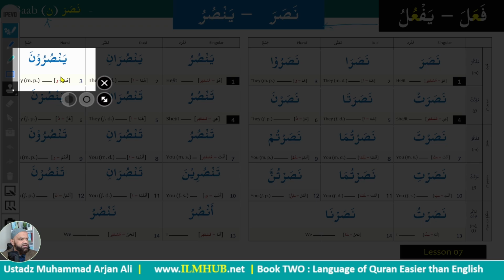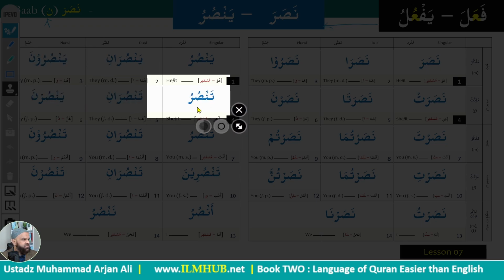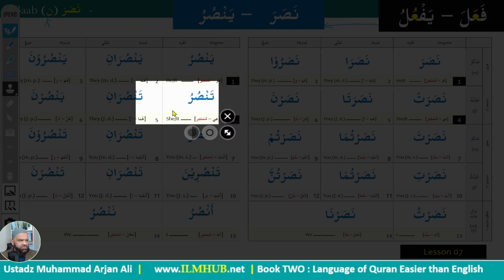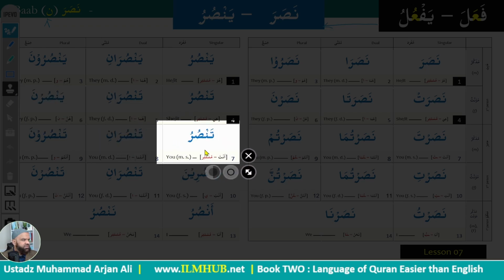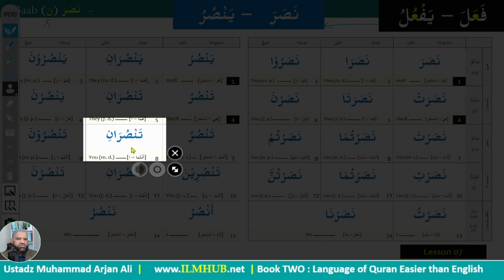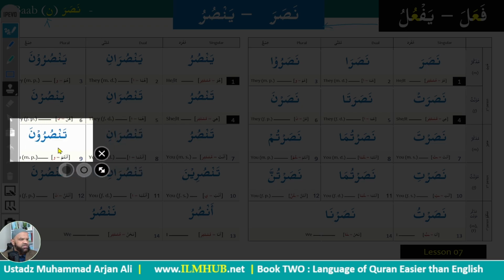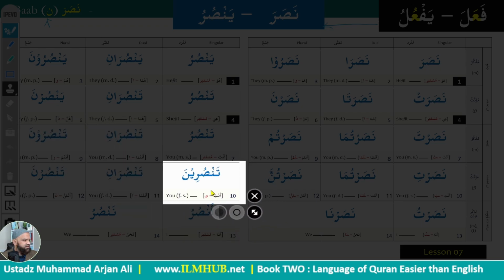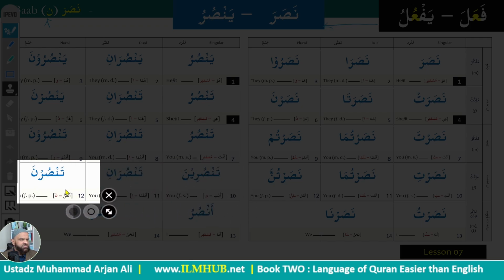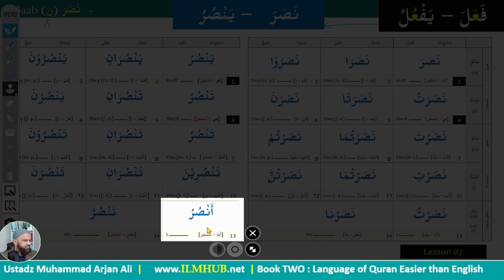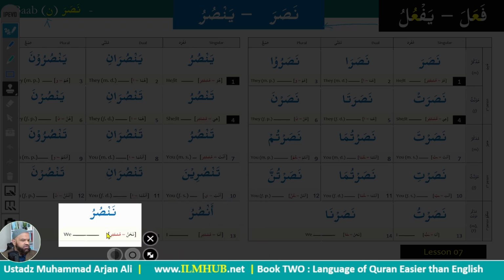yansurani, yansuruna, tansuru, tansurani, yansurna, tansuru, tansurani, tansuruna, tansurina, tansurani, ansuru, nansuru.